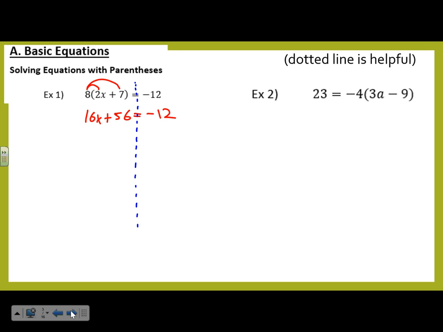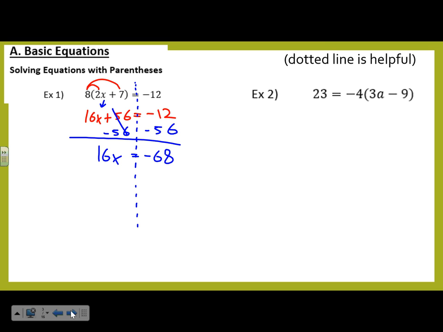So this 56, I need to get this x all by itself, so I need to take the 56 to the other side of the equal sign. So I'm subtracting the 56, but the reason I know I need to cancel like that is because I'm taking it across the equal sign, across that dotted line. Negative 12 minus 56 is negative 68.